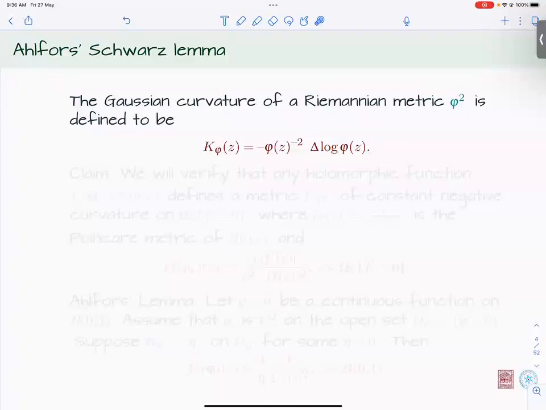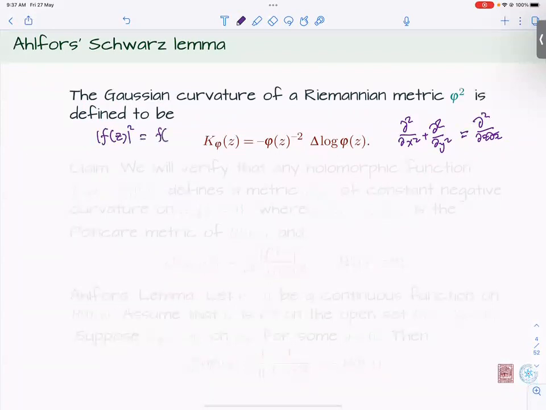As was explained yesterday, it is very convenient to have this understanding that when you have d squared over dx squared plus d squared over dy squared in real coordinates, that's actually the same as d squared over dz dz bar, okay? And this makes all kinds of computations very easy. For example, if f is a holomorphic function and you are computing |f(z)| squared, then it is f(z) times f(z) bar.